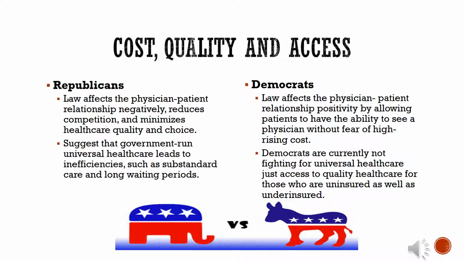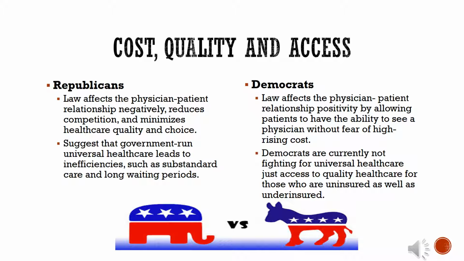There is a drastic difference when it comes to the political debate of cost, quality, and access of the ACA. Republicans believe that the law affects the physician-patient relationship negatively, reduces competition, and minimizes healthcare quality and choice, while the Democrats believe that the law affects the physician-patient relationship positively by allowing patients to have the ability to see a physician without fear of high rising costs.